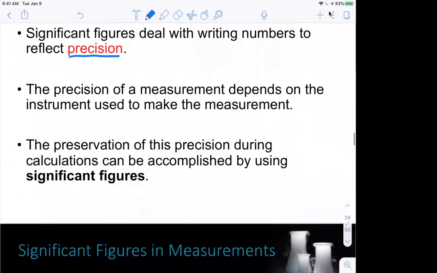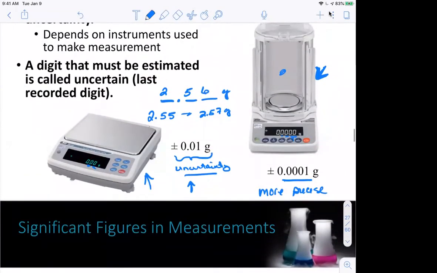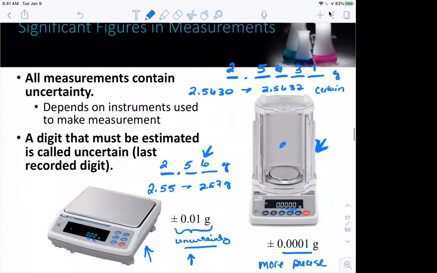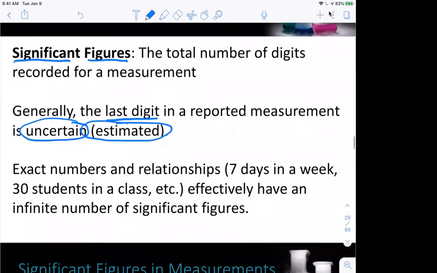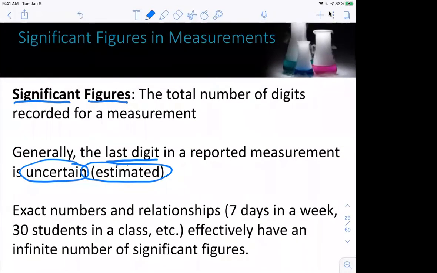So if I were going to look at my examples here, this is the uncertain digit. Here, this is the uncertain digit. Again, it's a reflection of the precision in that particular instrument. With the balance, the instrument actually does the estimation. If we have something like a graduated cylinder or a ruler, we have to make that estimation based on the gradients that are present in whatever device we're using.